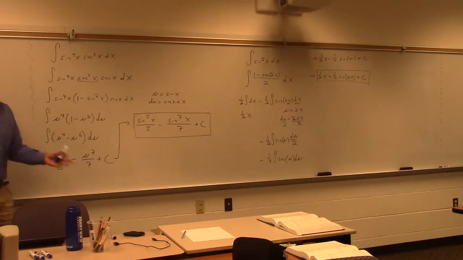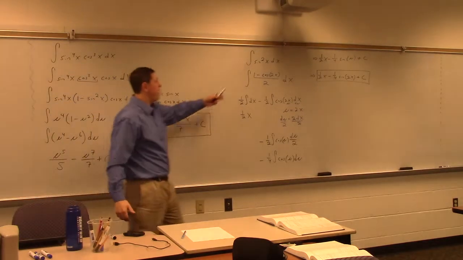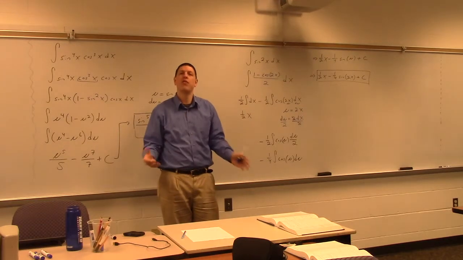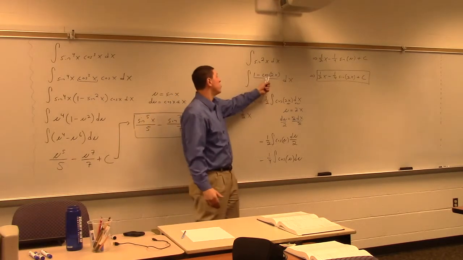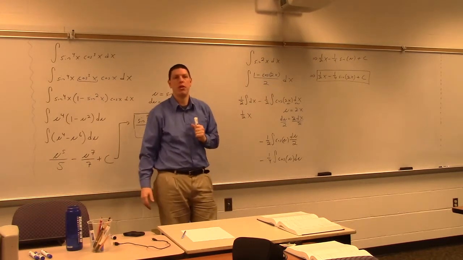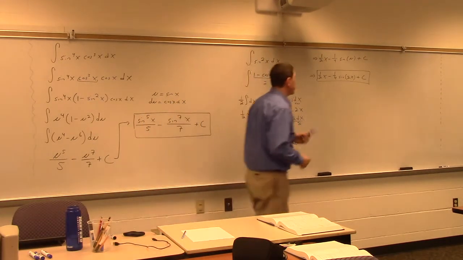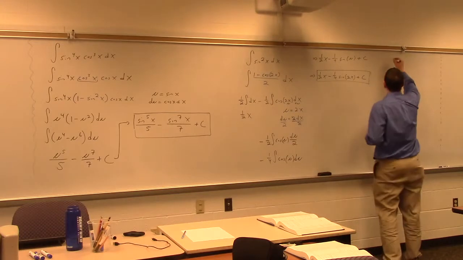All right. So again, the trick is that if you have an even power and a trig function completely by itself for sines and cosines, you use this power reducing formula. Okay, you're going to see this one a lot.